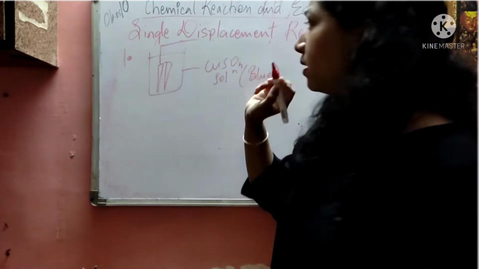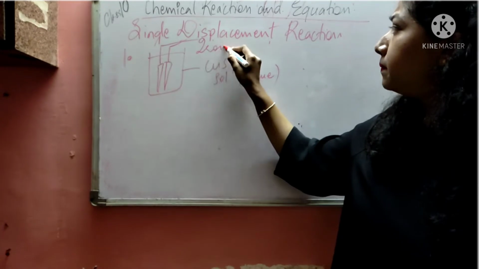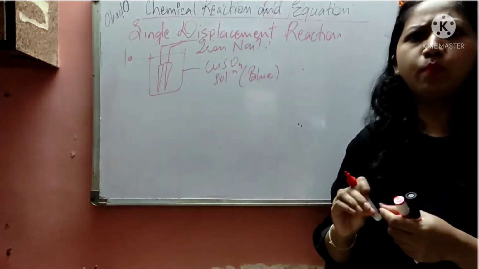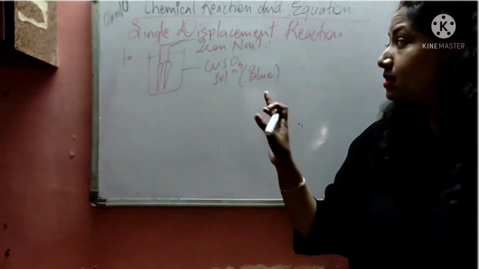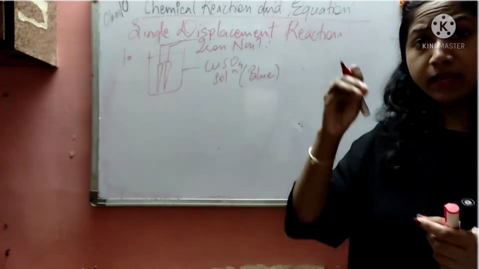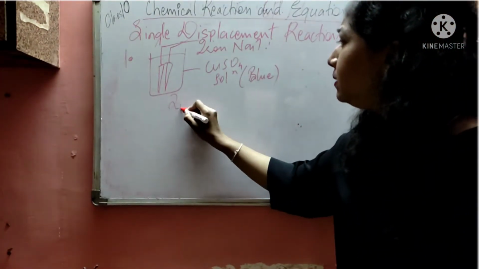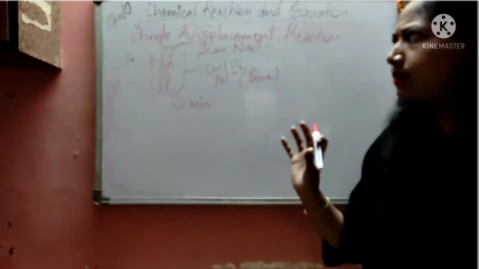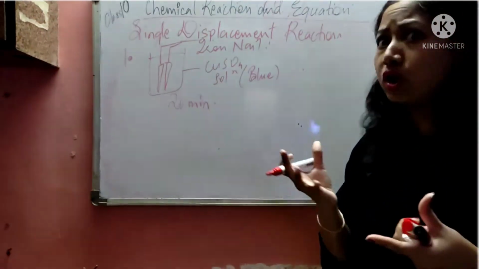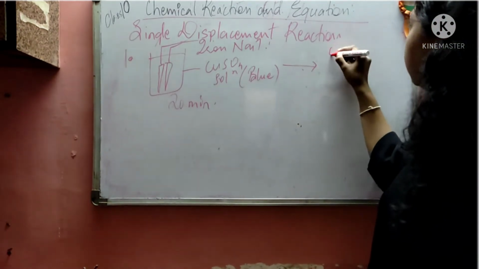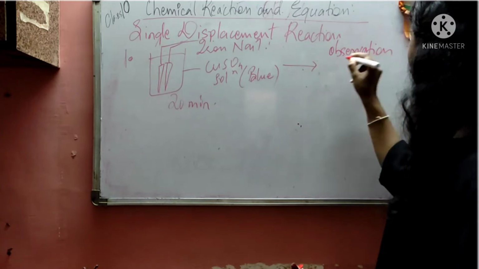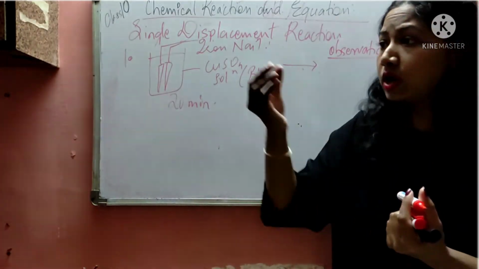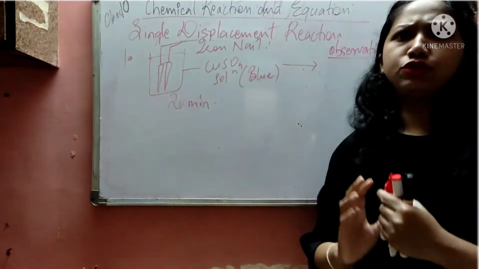And you dip an iron nail into it. Make sure that the iron nail is new, or a polished one. So what you have taken is copper sulfate solution, which is blue in color, and an iron nail dipped into it. Then keep this for 20 minutes. After 20 minutes, let's see whether there is a change in the copper sulfate solution or in the iron nail. Now we'll see what observation we get from this experiment.